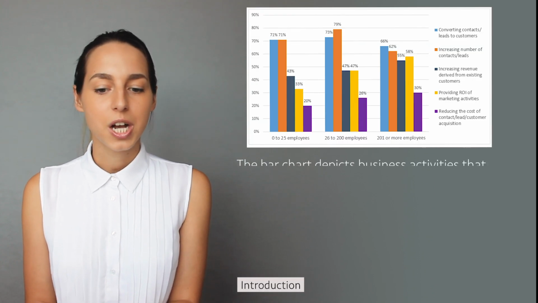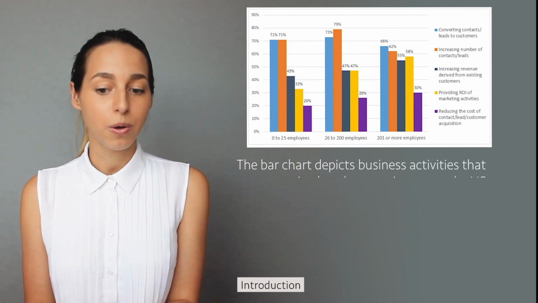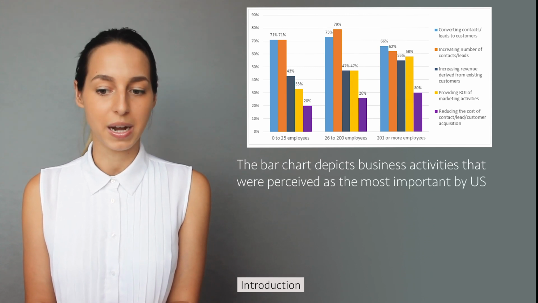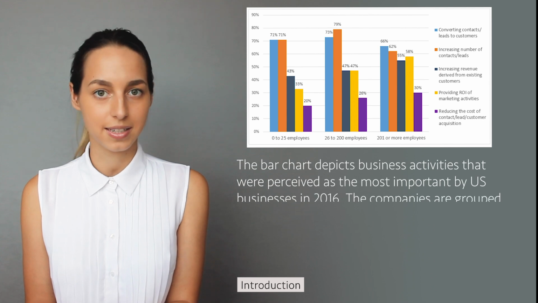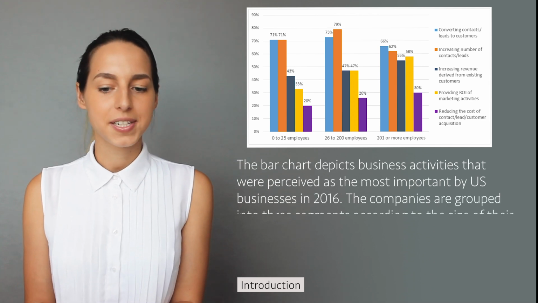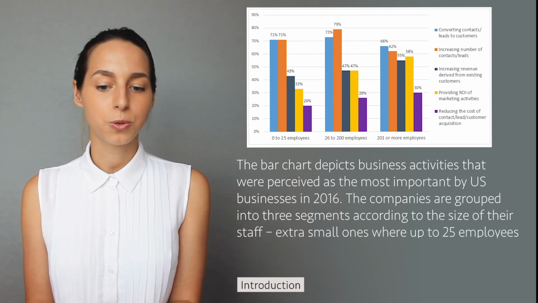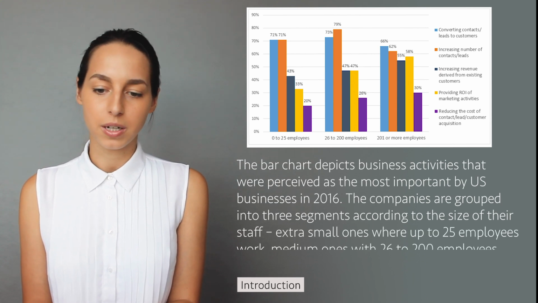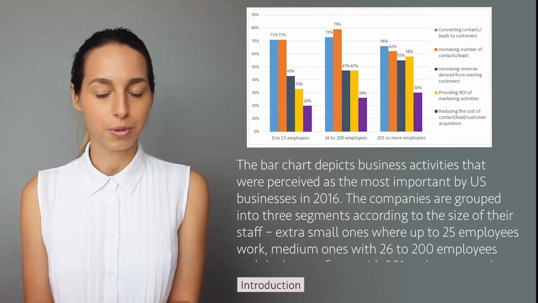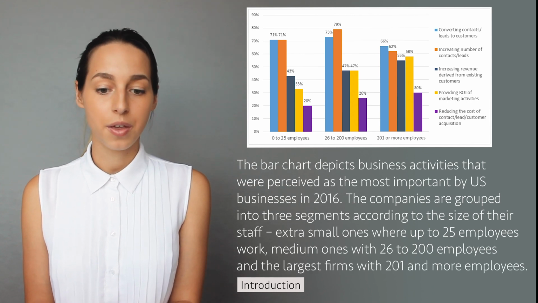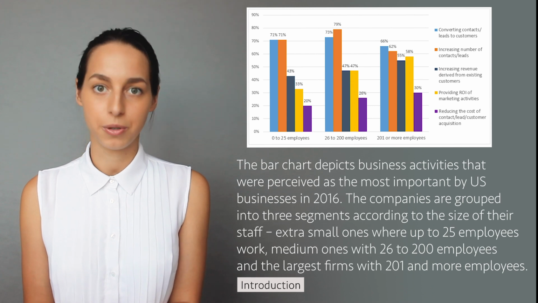So that's how I do it. I write, the bar chart depicts business activities that were perceived as the most important by US businesses in 2016. The companies are grouped into 3 segments according to the size of their staff. Extra small ones where up to 25 employees work, medium ones with 25 to 200 employees, and the largest firms with 201 and more employees.